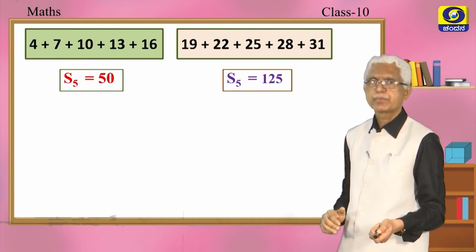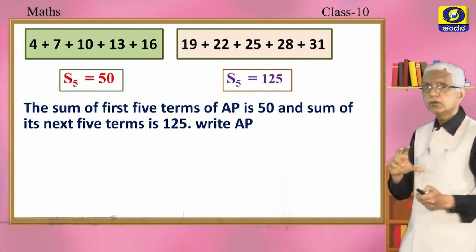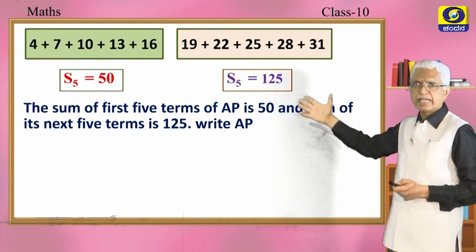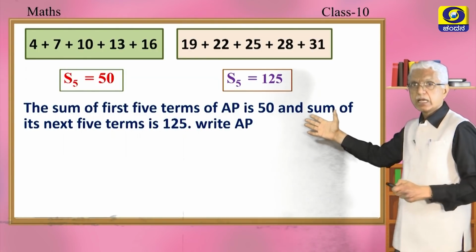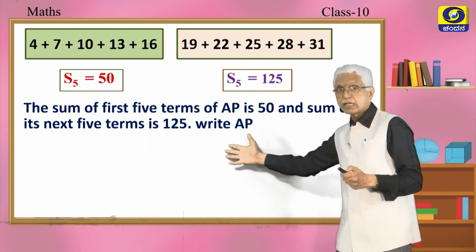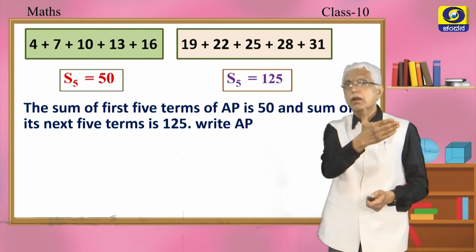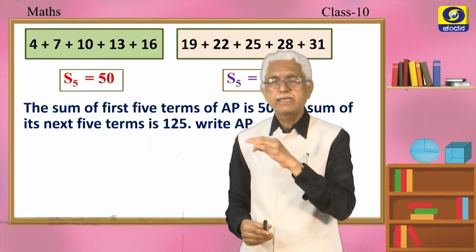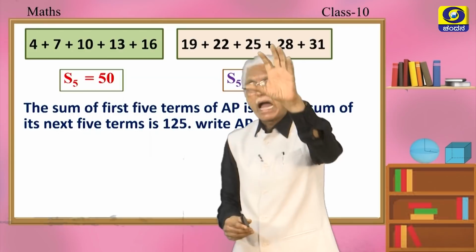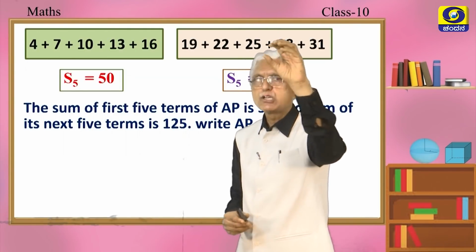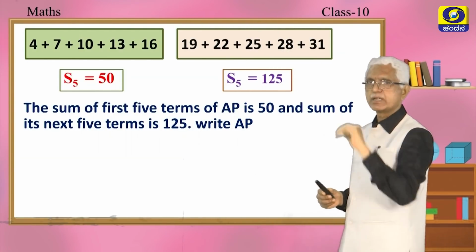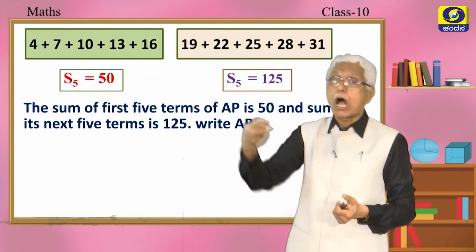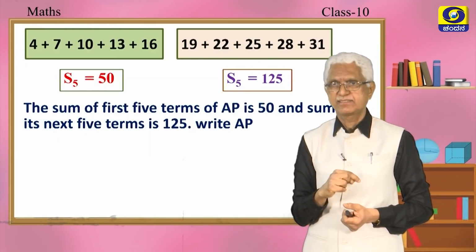Okay, please watch. Now, we will construct a problem out of this. The sum of the first 5 terms of an AP is 50 and the sum of the next 5 terms is 125. Write the AP. You understood? You have to write the AP. This is the problem. I showed you the sum is 50 and the sum is 125. Now, having given you the sum, how will you find the AP is the question, correct?